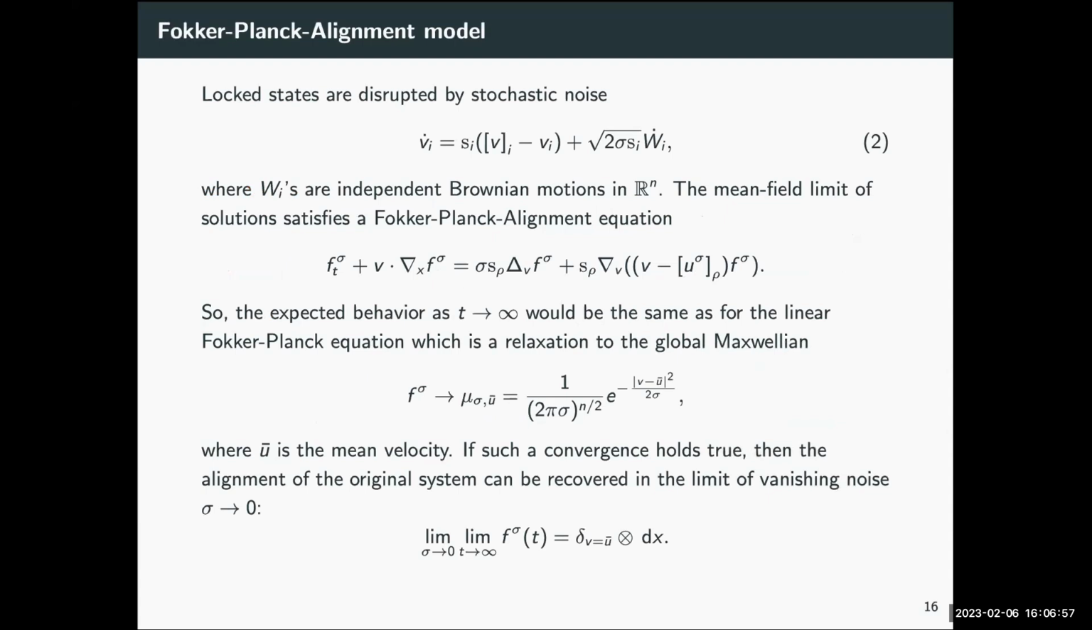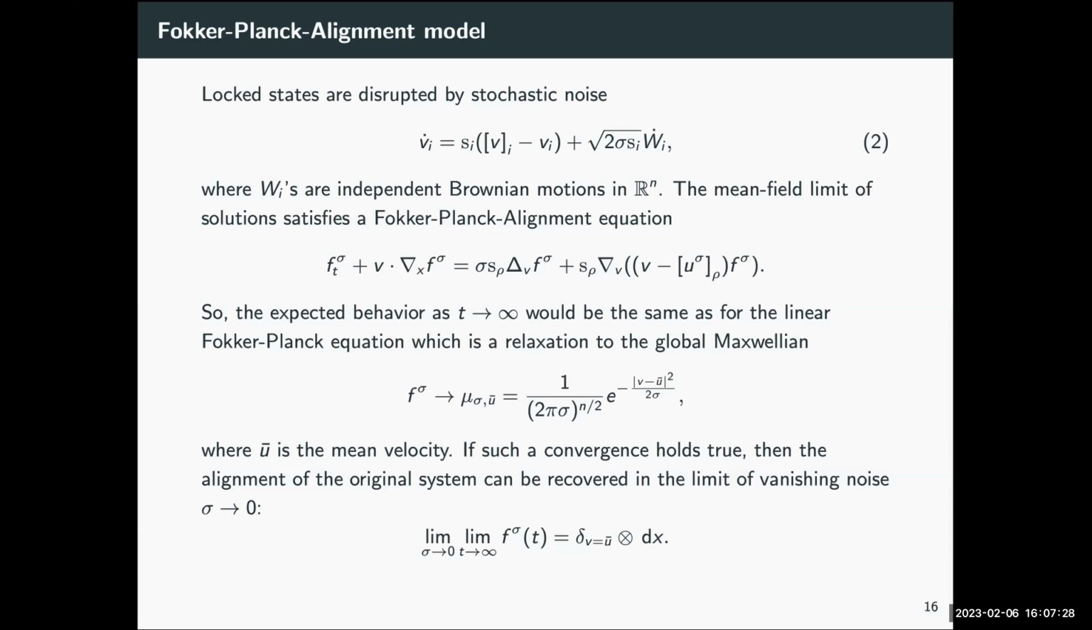So let's now move to the second part, where we are trying to put noise in and disrupt those locked states. There are many ways you can put noise in the system. The one that we found the most natural is where it's weakly multiplicative. You put some weight in front of the noise, which scales like the square root of the strengths. The strengths here is S_i, and this scales like the square root of S_i.